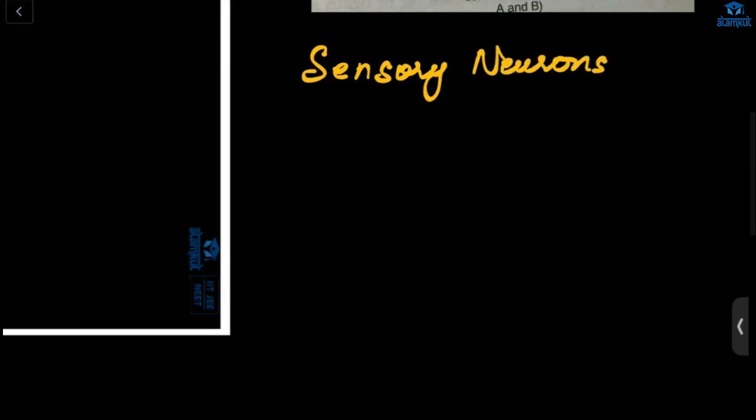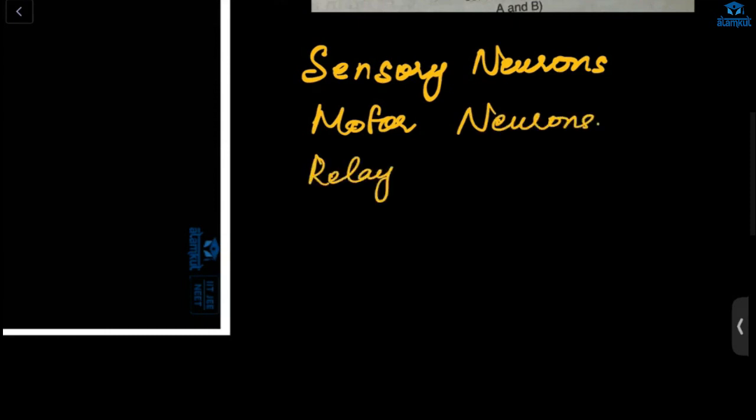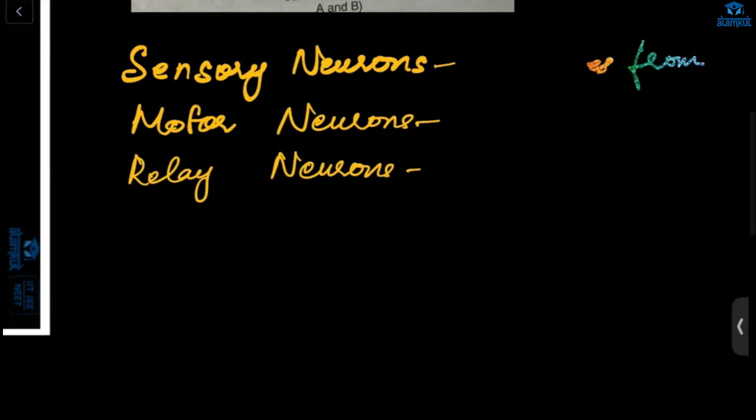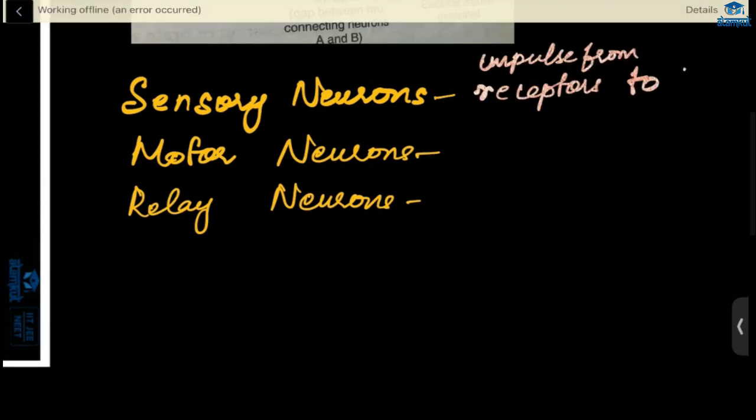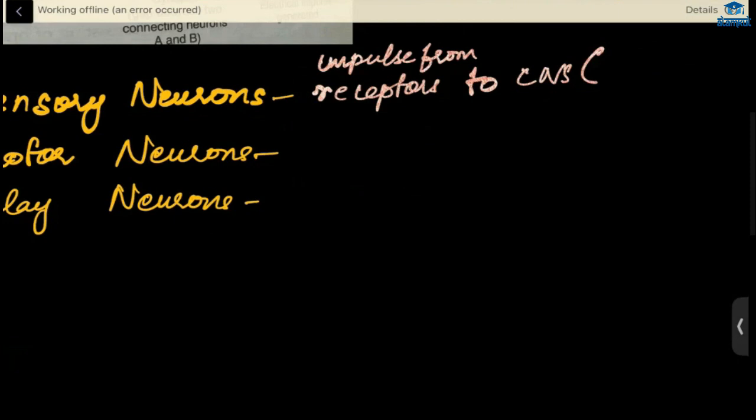Sensory neuron. Then we have motor neuron. And lastly, we have relay neuron. This sensory neuron, what will it do? It will take up the signal impulses from where? From the receptors to the CNS, that is brain and spinal cord.